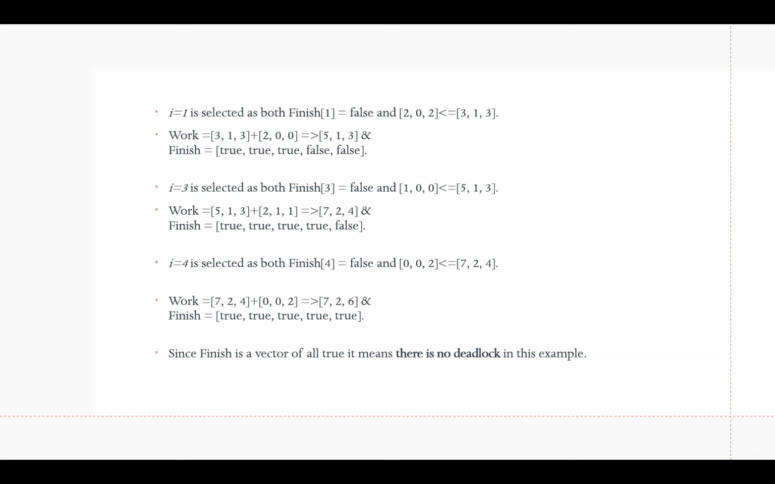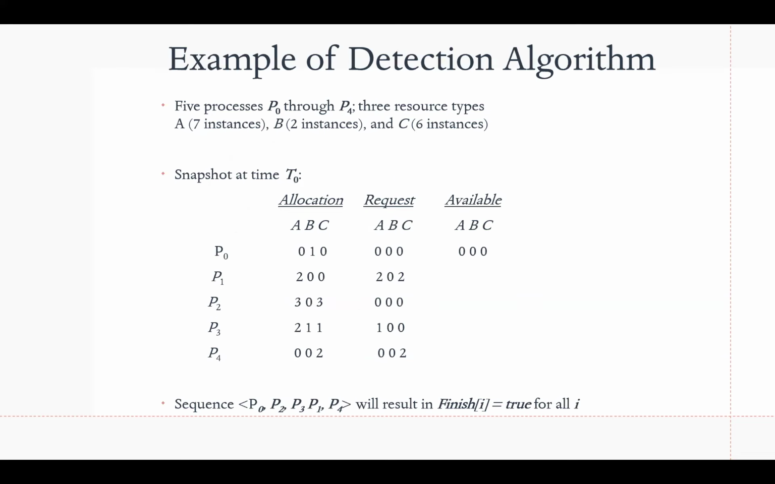So now we'll make some changes in the same example to see whether the deadlock occurs. This is the same example, and this is the step sequence from the last example which we have seen. So P0, P2, P3, P1, P4 will result in finish[i] equal to true for all i. So the system is not in a deadlock state.